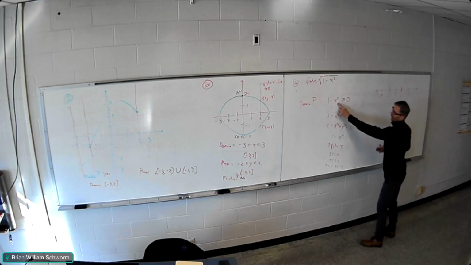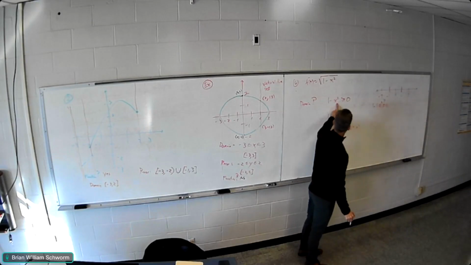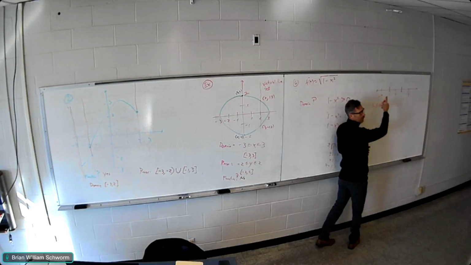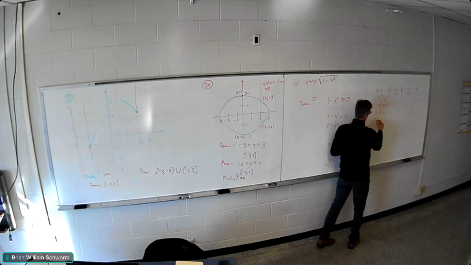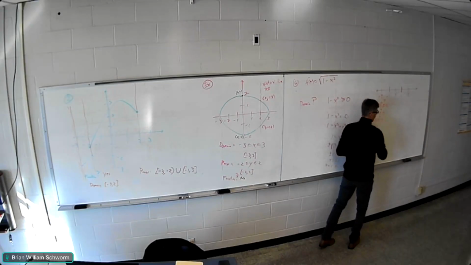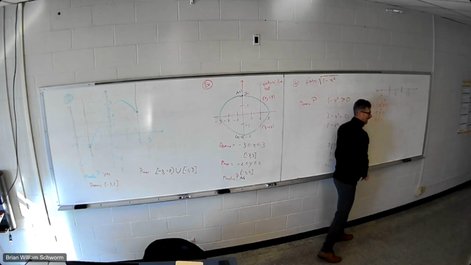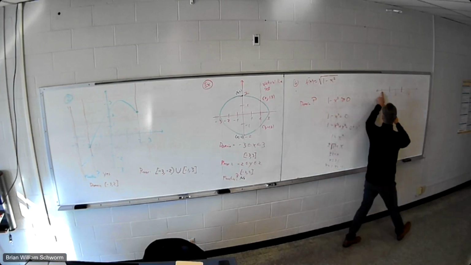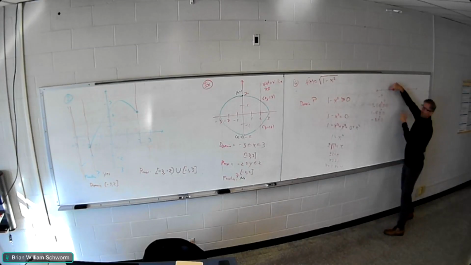So -2. If I plug in -2, is that bigger than or equal to 0? I get 1 minus -2 squared, which is +4. 1 minus 4 is -3. Is that bigger than or equal to 0? No. It's -3. It's less than 0. But -2 didn't work, so that means this whole interval, everything up to the -1 doesn't work.